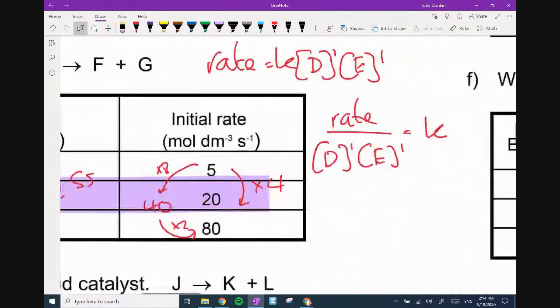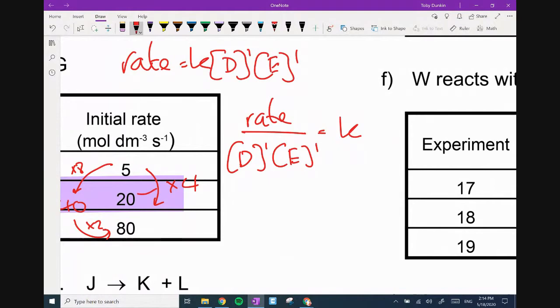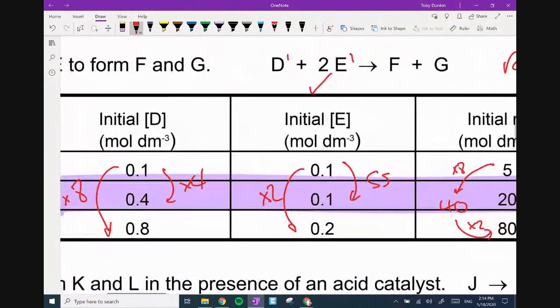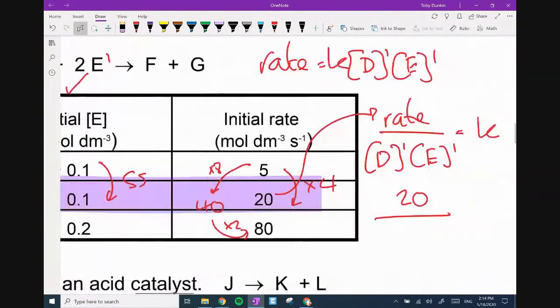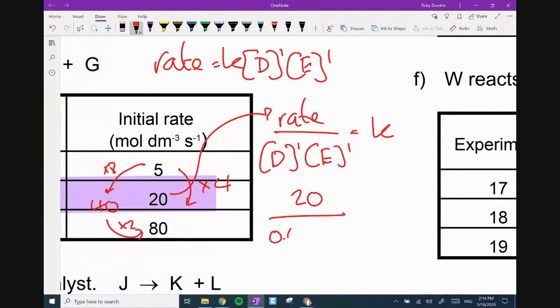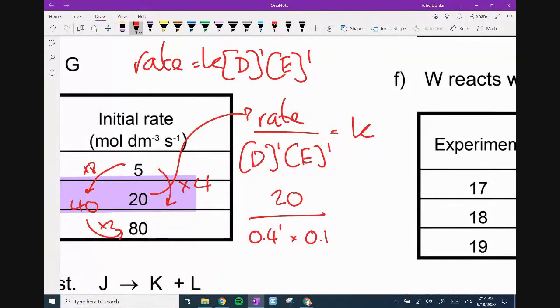Input my data. Well, rate equals 20. There's the rate value. So 20 divided by 0.4 to the power of 1, 0.1 to the power of 1 gives me k.